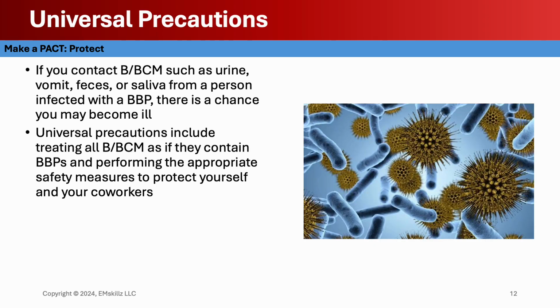Universal precautions. If you contact blood or blood-containing materials such as urine, vomit, feces, or saliva from a person affected with a bloodborne pathogen, there is a chance you may become ill. Universal precautions include treating all blood and blood-containing material as if they contain bloodborne pathogens and performing the appropriate safety measures to protect yourself and your coworkers.